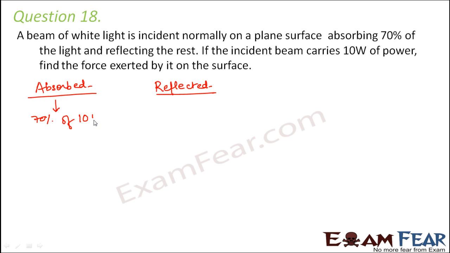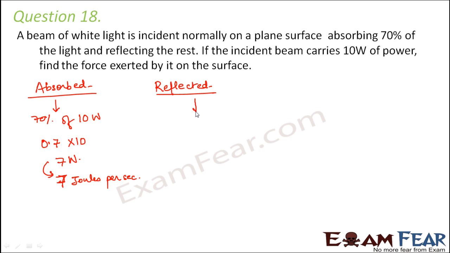So 70% of 10 watts would be the power that is getting absorbed, right? So from this you can say this would be 0.7 into 10, which is equal to 7 watts basically. And what is 7 watts? 7 watts is basically 7 joules of energy per second.